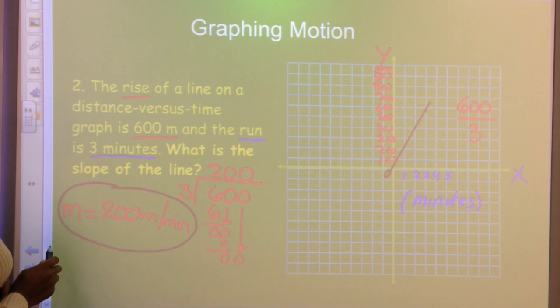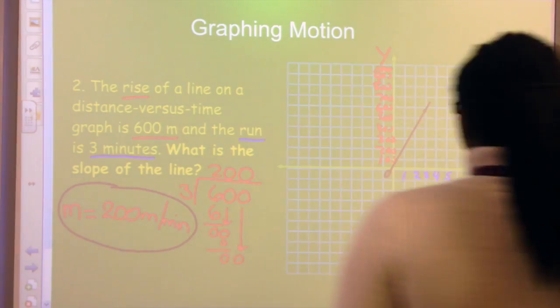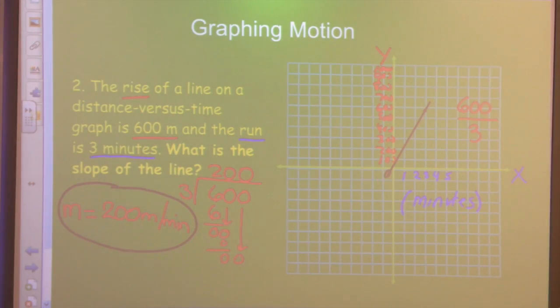So I'm going to go up 200 meters, go over a minute, up 200 meters, over a minute. And again, this is the slope of the line. It has a constant rate of change.